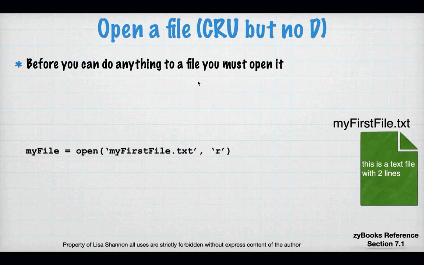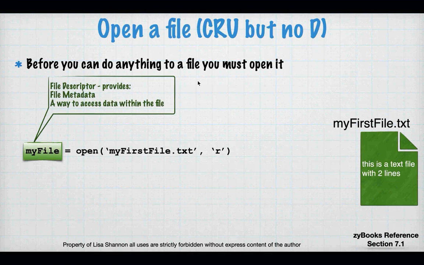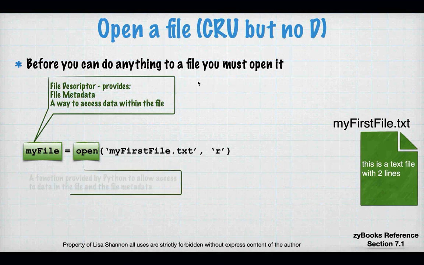So how do I open a file? I open a file with the open function. That's the total. I have a variable, it's on the left-hand side of the equal sign. This is going to be my file object. My file object is going to store the file metadata, and it's going to give me my doorway into that file. So I have a function, it's called open, it's provided by Python, and it opens a doorway. It just swings that door open.